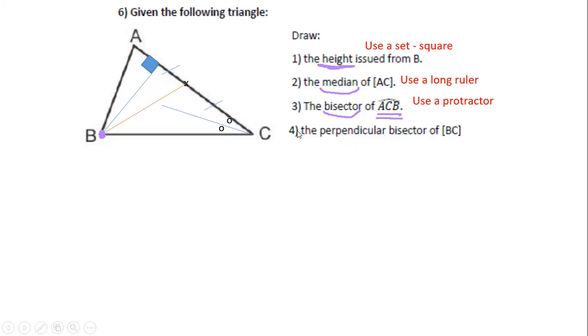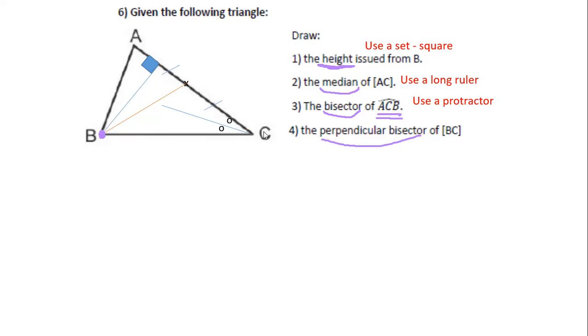Now we move to the last one. We should draw the perpendicular bisector of side BC or of segment BC. Also, I stop at the words perpendicular bisector. The perpendicular bisector, as I said yesterday, we draw it for a side or for a segment. That's why we need a long ruler and a set square. How is the perpendicular bisector? It is perpendicular to the segment BC at the midpoint. So first, for BC, I should find its midpoint.